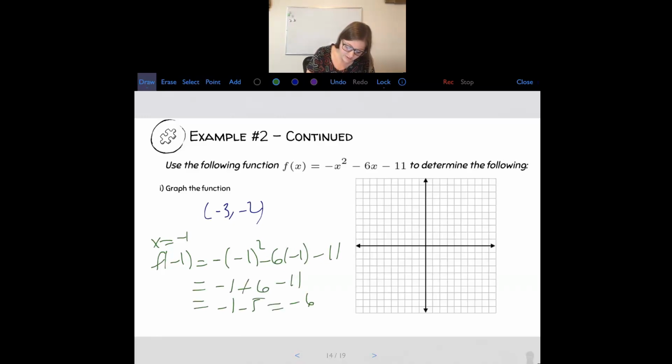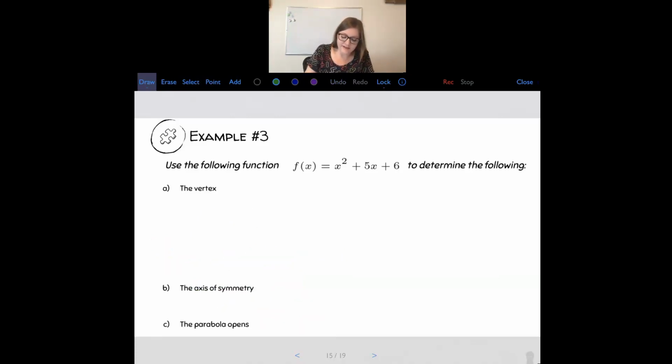Okay, so the other point you could plot would be like negative 1, negative 6. And once you plot both of those two, it'll make the rest of the graph for you. Okay. Example 3, use the function f of x is equal to x squared plus 5x plus 6 to determine the following. Same things as examples 1 and 2.